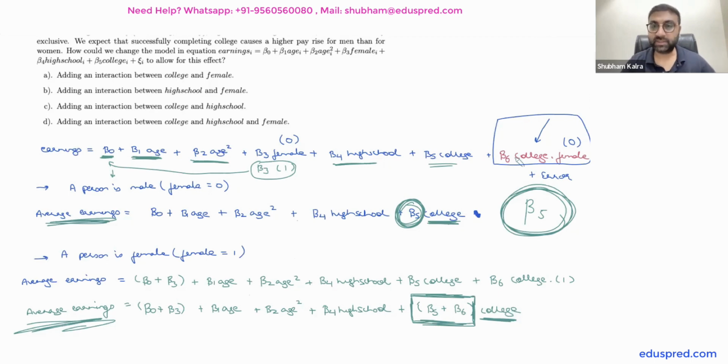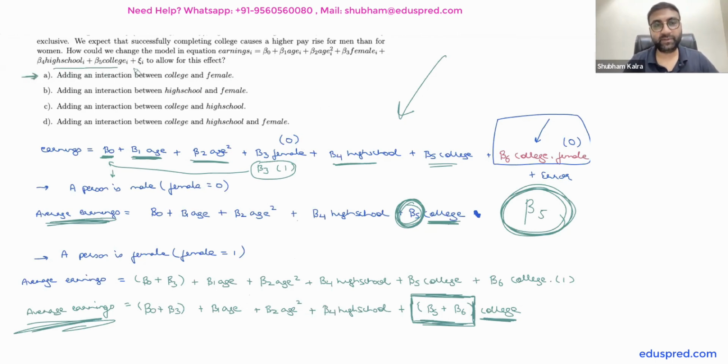So in the original model, the effect of college on earnings was the same, whether you are a male or a female. However, in this model, we are allowing the effect of college on earnings to be different depending on your gender. If you are a male, your effect of college on average earnings is beta 5. And if you are a female, your effect of college on average earnings is beta 5 plus beta 6. Okay, so that means the right answer of this question is part number A.